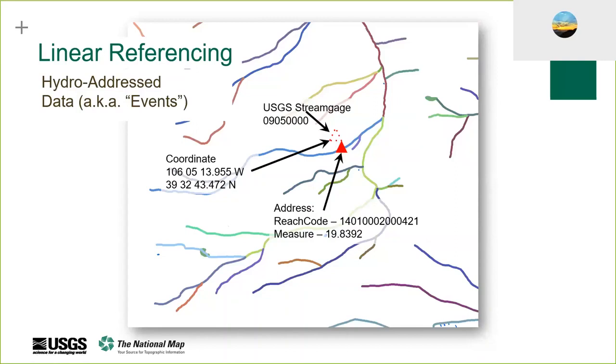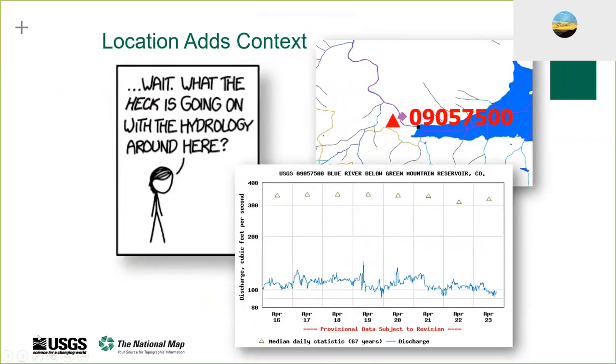So in essence, we're converting from latitude longitude coordinates to a reach code measure pair of coordinates on the network. That gives us locational or geospatial context to the data. If you have this data here from the gauge and you're wondering what's going on here, why does the data look the way it does? Well, a big part of that is probably because we're sitting just downstream of a large reservoir, right? So it's a regulated flow here.